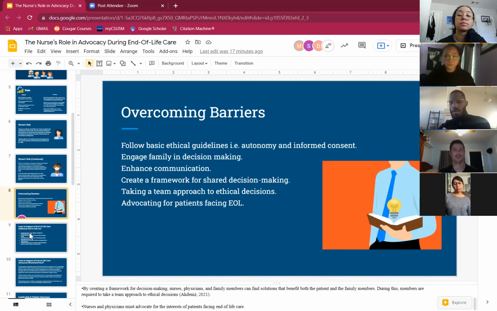Like I said, creating a framework for the nurses and the family members can both benefit, just as far as making a team approach and just really advocating at the end of life for these patients. Next slide, please.